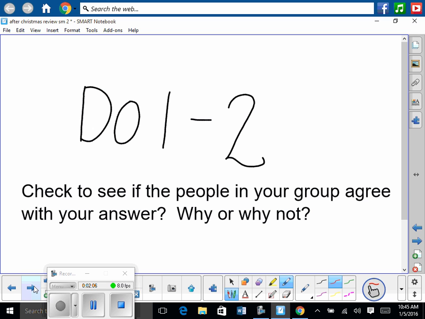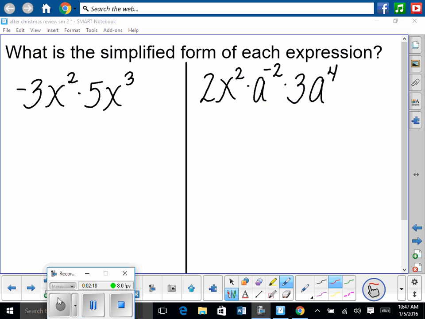Okay. Do 1 and 2. So this is how it works in my classroom. You try it by yourself first, then you check to see if the people around you got the same answer, then you check with me. Ready, set, go. Okay, so let's go ahead and write the simplified form of each expression.